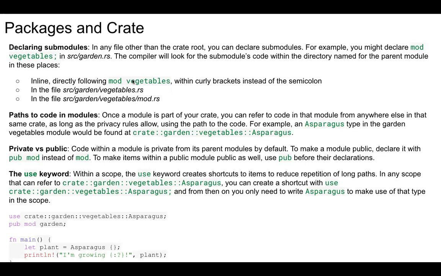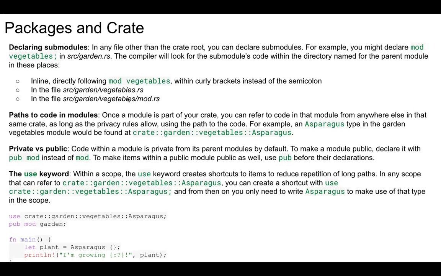Now, again, the path will be the same. Where will the compiler look for the submodule? Inline, whether it's present in the current module, or here, if it's under garden, vegetables. See, it's not in vegetables, right? Because it's a submodule. garden/vegetables.rs or garden/vegetables/mod.rs. So if the Rust code is not within the parent file, it could also be in its own directory.